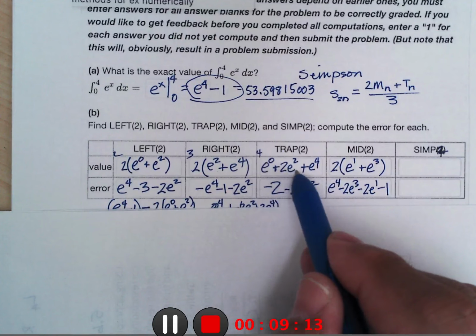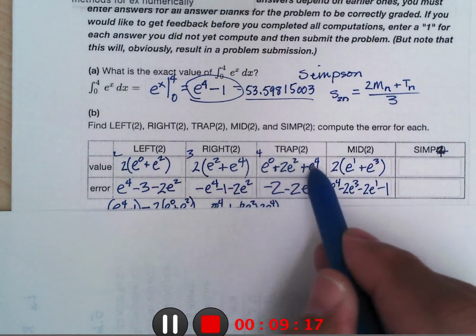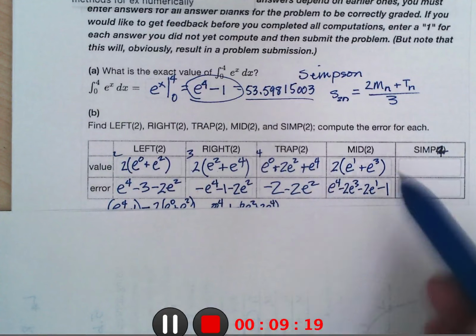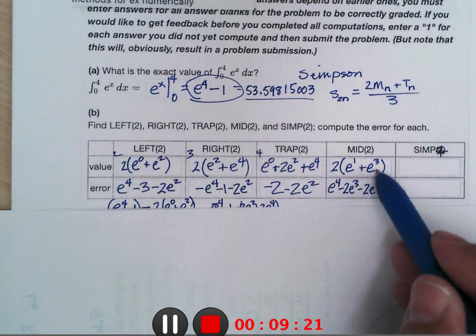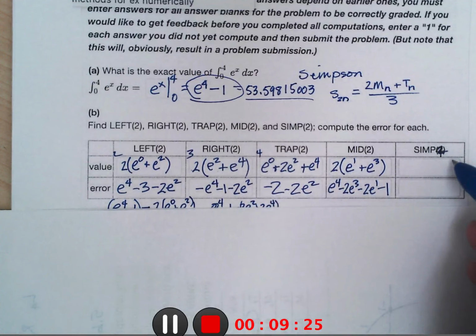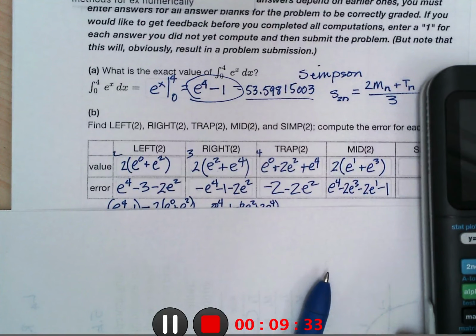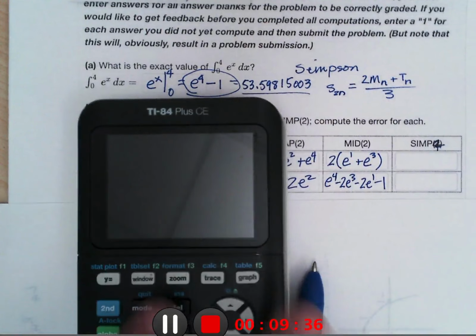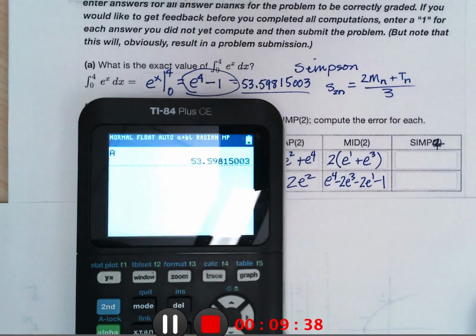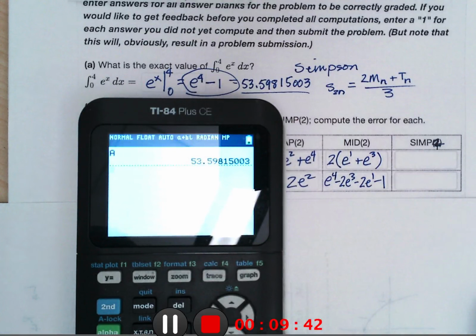Trapezoidal is 1 plus 2e squared plus e to the 4. That's right. And this is midpoint. And so if I'm going across, this must be the Simpson one. So I'm going to take a look at this real quickly. Let's take a look at the midpoint value, just so we know what we're doing here, which is 2 E1s.